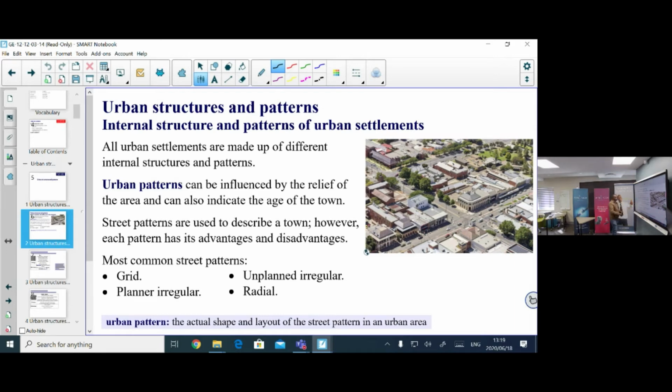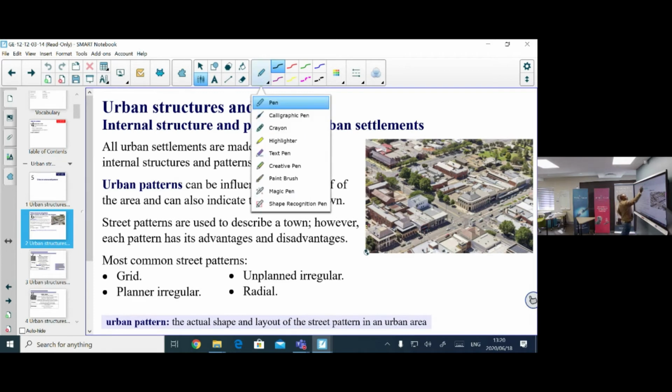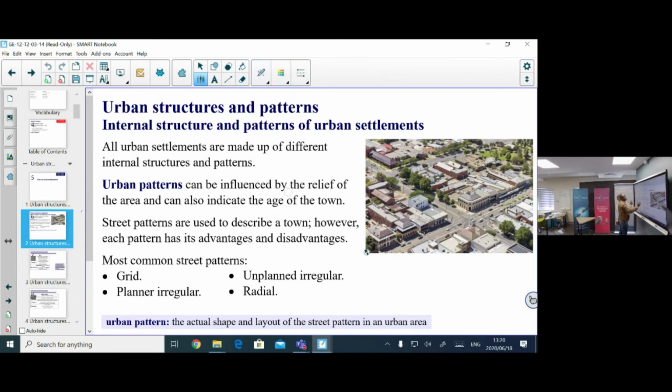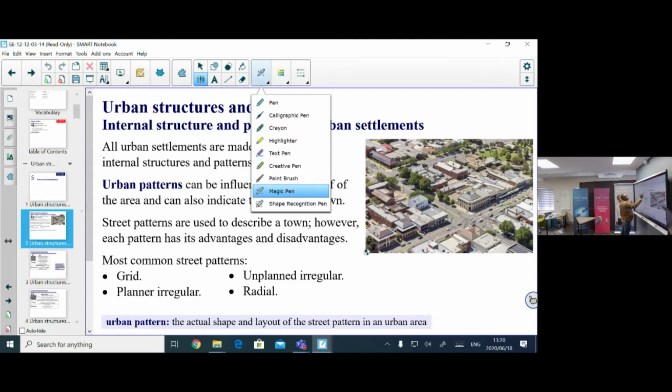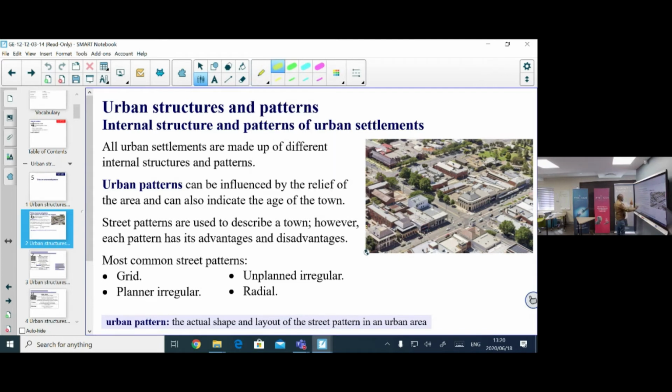Street patterns are used to describe a town. However, each pattern has its advantages and disadvantages. Most common street patterns are grid, unplanned irregular, planned irregular, and radial. So these are the four most common street patterns that we find in cities.